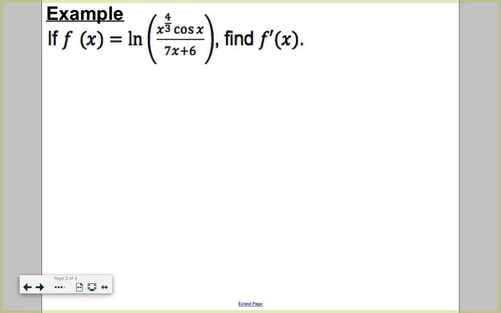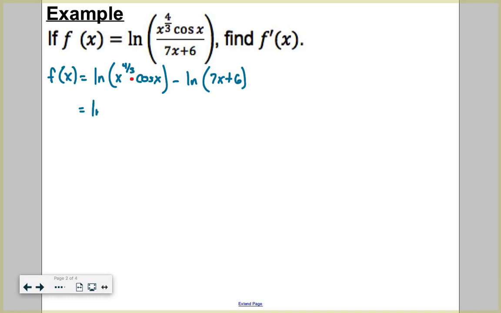So let's dive in. I'm going to rewrite f of x. Since we have division on the inside of the natural logarithm, that means we can pull it apart and rewrite this expression as the natural log of the numerator, the natural log of x to the 4/3 times cosine of x, minus the natural log of the denominator, which is 7x plus 6. And then from here we can simplify this further, because inside of the x to the 4/3 times cosine of x there is multiplication, and if we have multiplication on the inside, we can then pull apart the inside to be addition.